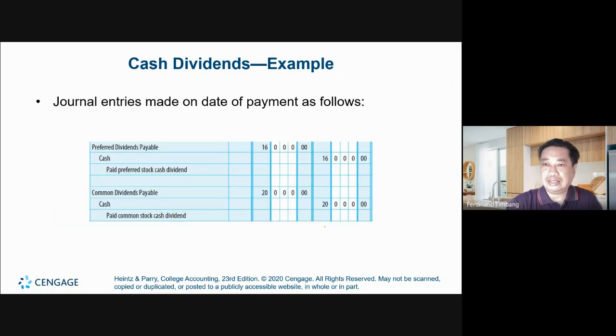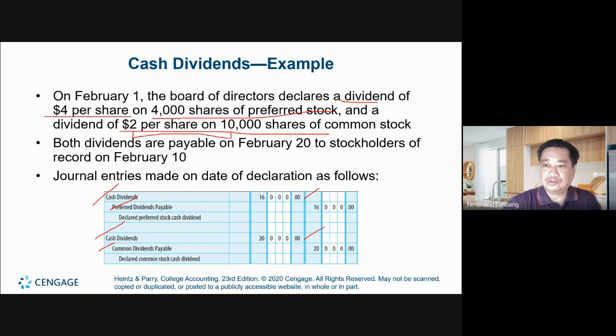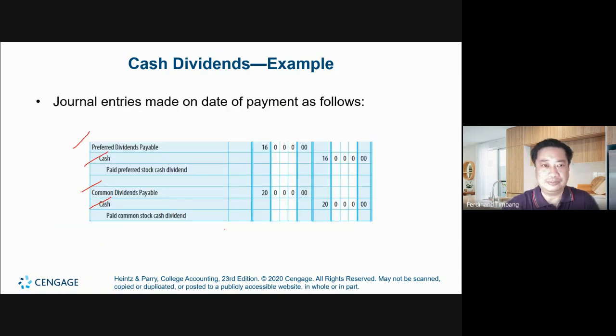And then on the date of payment, the entry will be debit preferred dividends payable, then credit cash. And then for the common dividends payable, we debit common dividends payable, then credit cash. So this one, we debit when we have already paid.